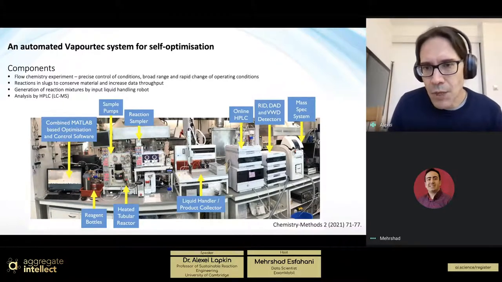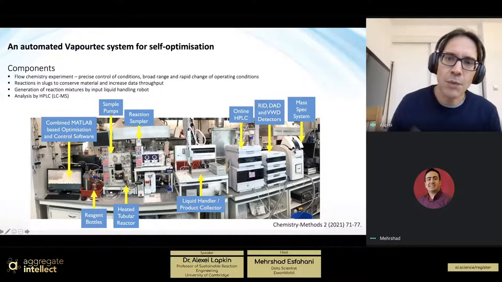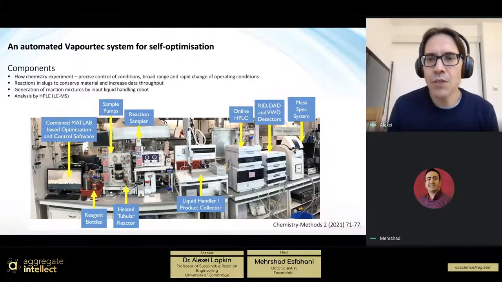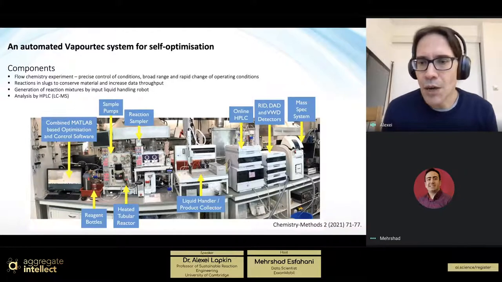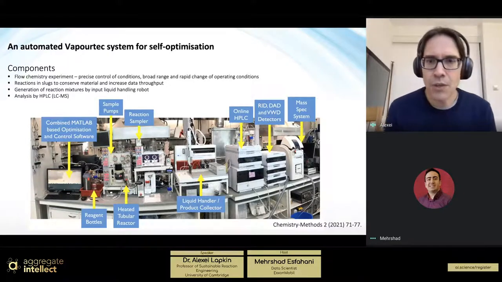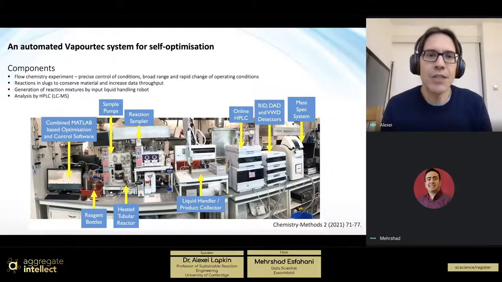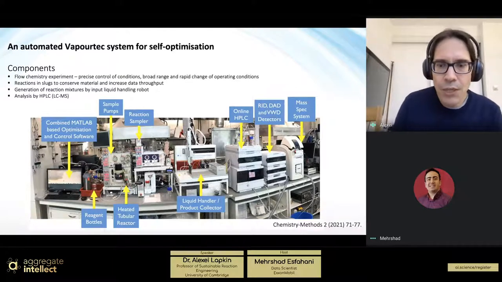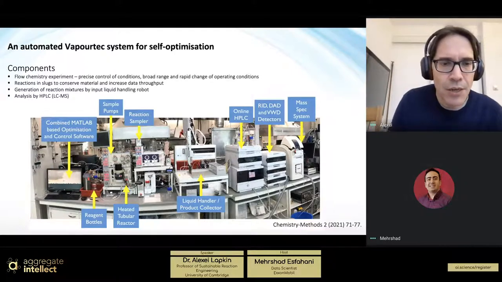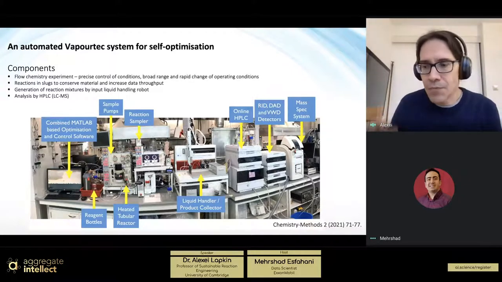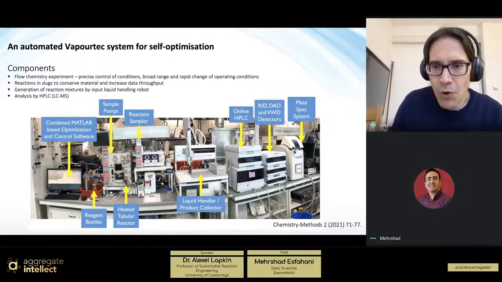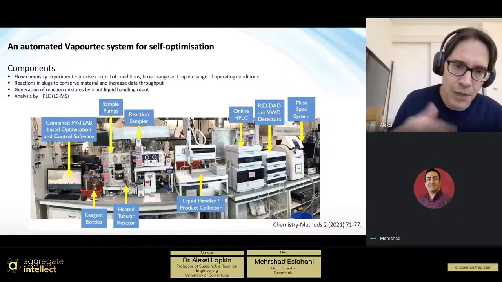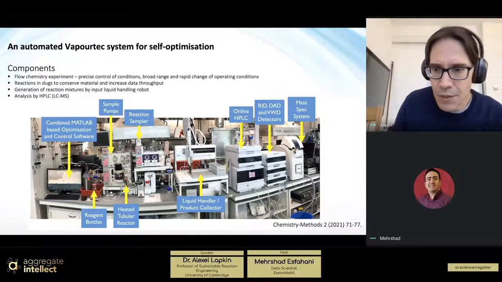To analyze the results, we have an online HPLC instrument, and if you want to, you can also couple it with the mass spec. Some other people have coupled this with infrared or with even inline NMR. So all of these things are entirely possible. That depends on your budget and on the specific chemistry problem you want to study. So the entire system is connected to one system which runs the whole thing, which programs everything, times the analysis time, and runs the machine.